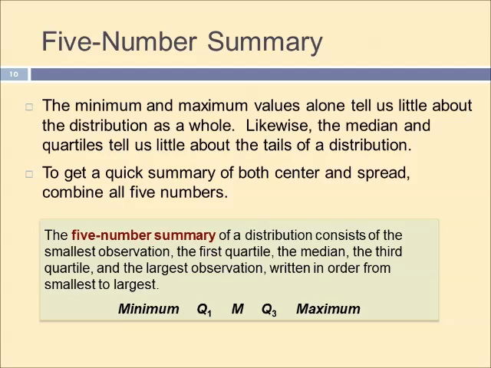The minimum and maximum values alone don't tell us a whole lot about the distribution. Likewise, the median and the quartiles don't tell us a lot about the tails of a distribution. So to get a quick summary of both center and spread, we combine all five. The five-number summary of a distribution consists of the smallest observation, the first quartile, the median, the third quartile, and the maximum observation, written in order from smallest to largest.